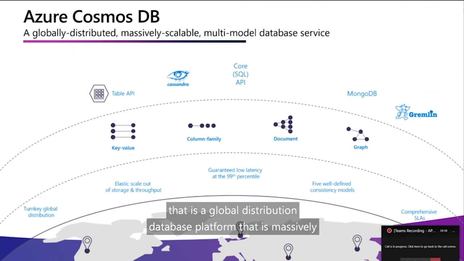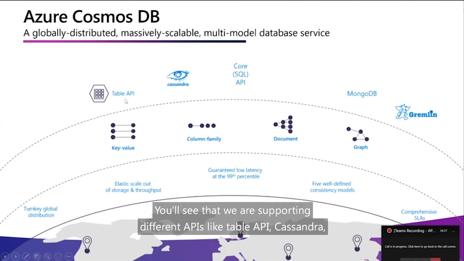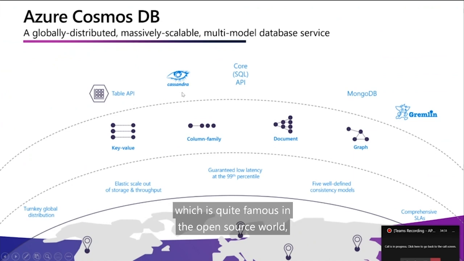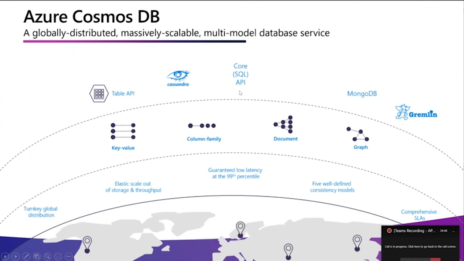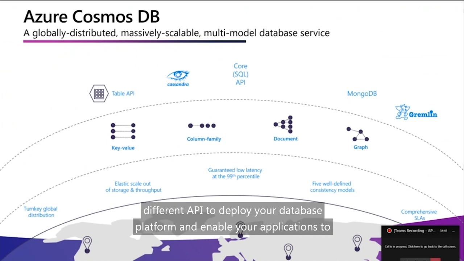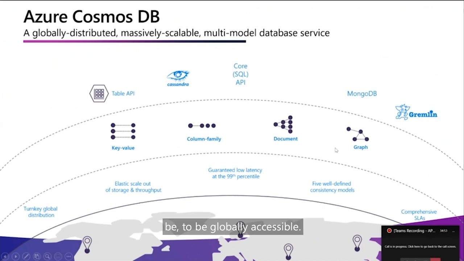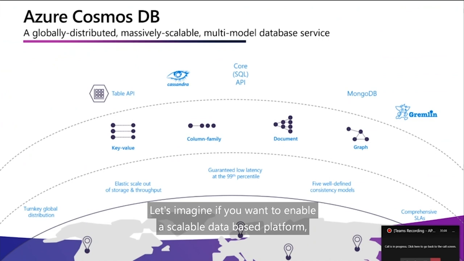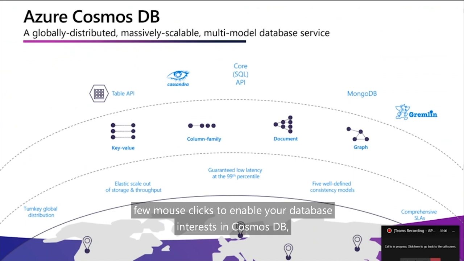So Azure Cosmos DB is, as I just mentioned, a globally distributed database platform that is massively scalable. That means you can enable your request units any time, anywhere by a few mouse clicks. And actually we are supporting multiple models as well. You can see that we are supporting different APIs like Table API, Cassandra, which is quite famous in the open source world. We also support SQL API, which may be quite familiar to those database administrators. We support MongoDB API, okay? We support Gremlin API as well. So you can leverage different models, different APIs to deploy your database platform and enable your applications to be globally accessible. And one more key thing is this is a turnkey solution. Let's imagine if you want to enable a scalable database platform, you just need to click to enable your database in Cosmos DB and select the regions you want to deploy into, okay?